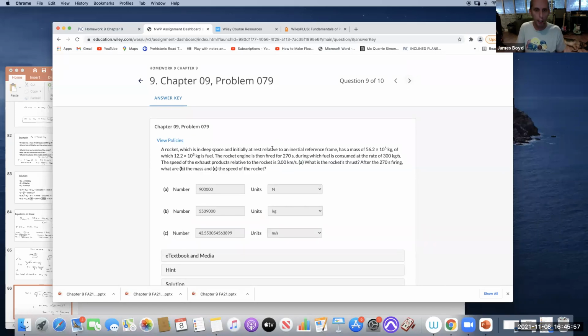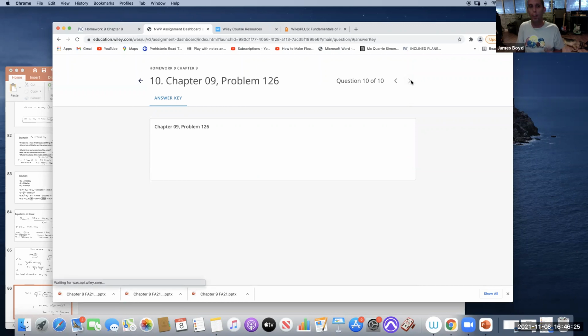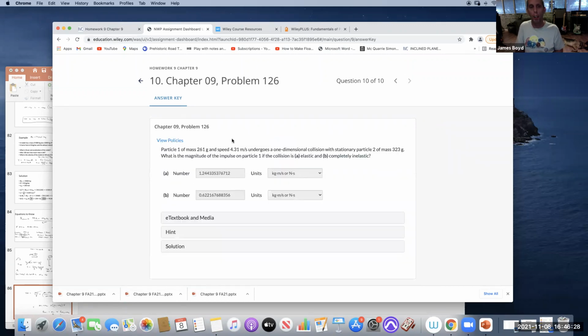Quickly, a rocket in deep space is initially at rest, has an initial mass of that, and fuel. It's fired for 270 seconds. It gives you the rate R, 300 kilograms per second. It gives you the exhaust speed in kilometers per second, so make sure you turn this to meters, 3,000 meters per second. What is the rocket's thrust? After 270 seconds, what are its mass and what is the speed of the rocket? I've already done that one, same way that I did that problem.